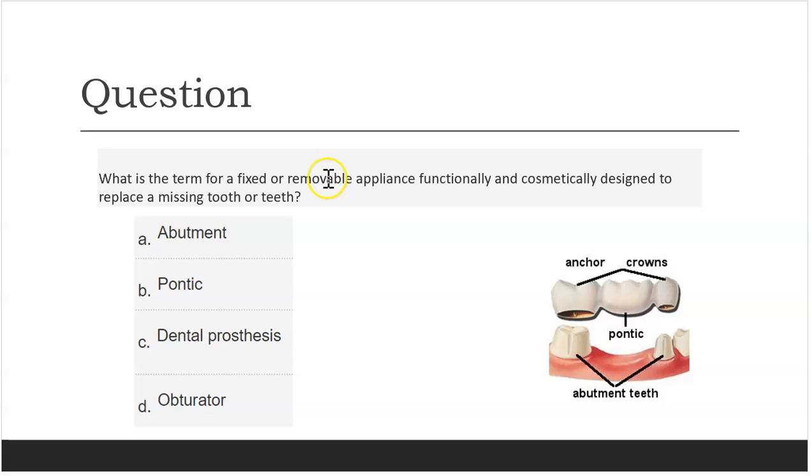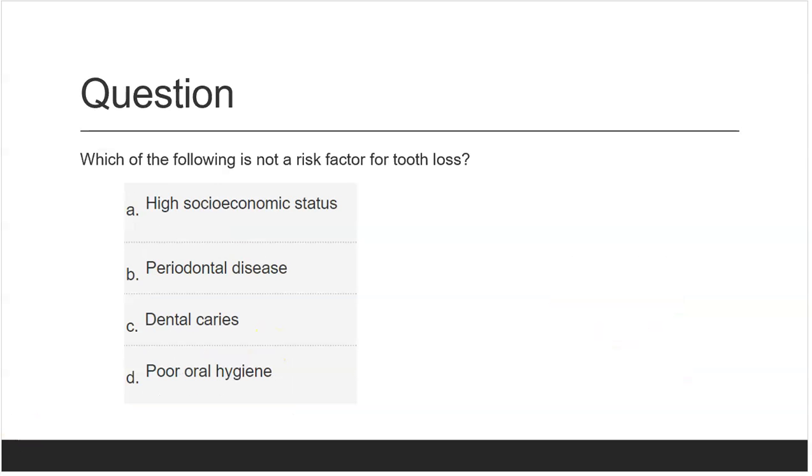But the best answer for this one is dental prosthesis, because that's a term that is used for fixed or removable appliances. So anytime you have a missing tooth or teeth, a dental prosthesis is put in that place. And there are many different types of dental prosthesis, which we'll look at.